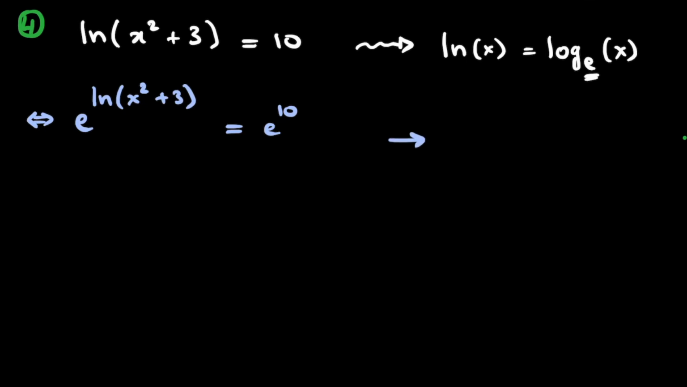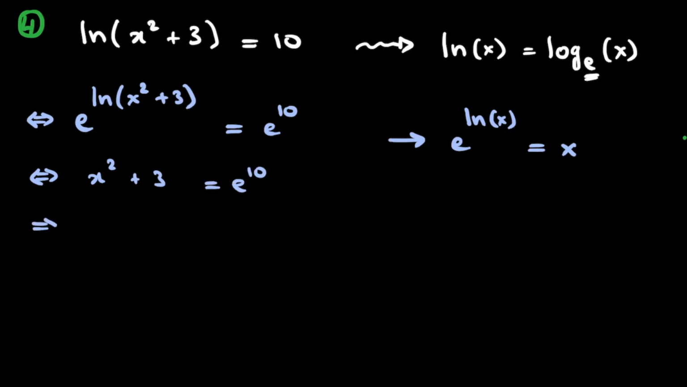Now again, what was valid for all logarithms is also valid for natural logarithms, namely that e to the power of ln of x is simply x, because the ln of x simply asks what power do we need to lift e to in order to find x, and therefore e to the power of ln of x is of course simply x. And because on the left-hand side we have this combination of e to the power of ln, this will simply become whatever is inside the ln. So we can write this as follows. We have x squared plus 3 is equal to e to the power of 10.